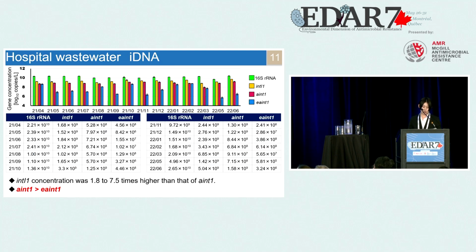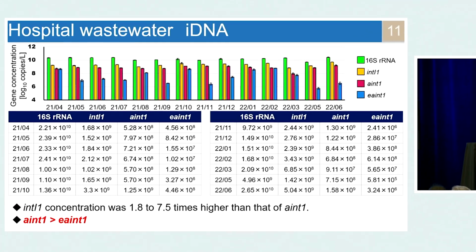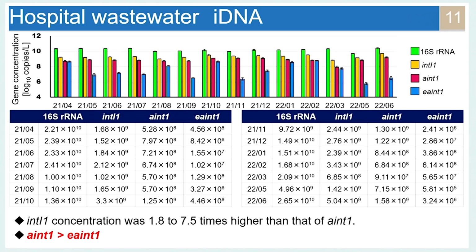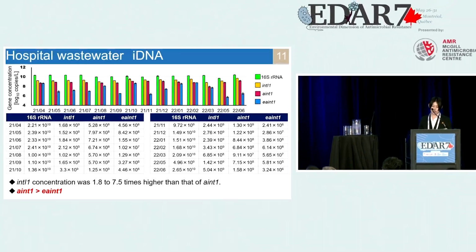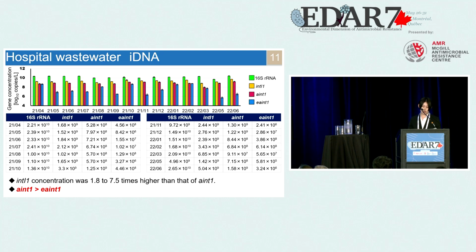This slide shows the results of iDNA concentrations in hospital wastewater. Concentrations of all targets except for EAINT1 remained almost unchanged throughout the 15-month period. On the other hand, EAINT1 concentration fluctuated. The concentration of INTI1 was 1.2 to 7.5 times higher than the concentration of AINT1. AINT1 was always detected at higher concentrations than EAINT1.